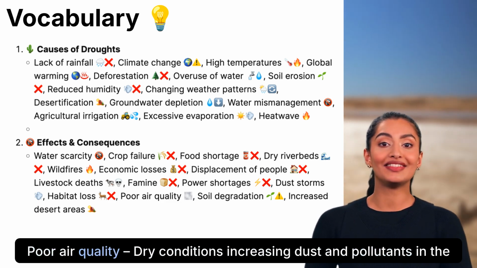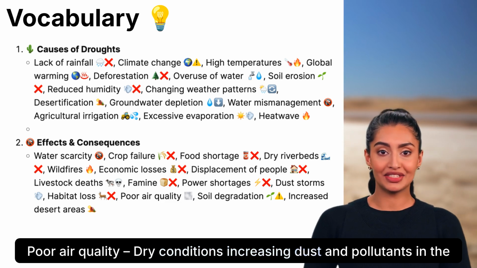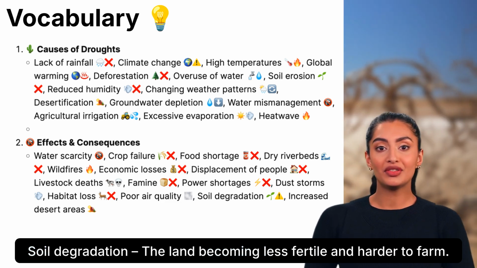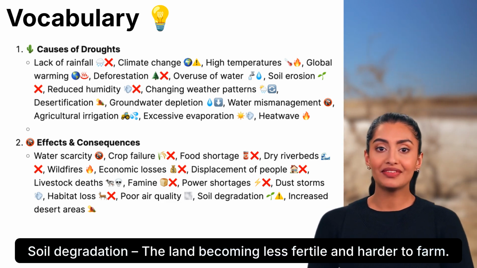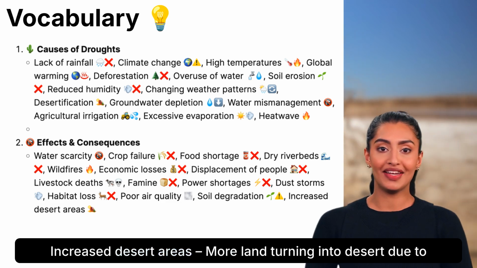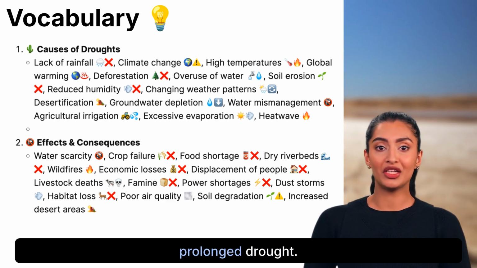Poor air quality, dry conditions increasing dust and pollutants in the air. Soil degradation, the land becoming less fertile and harder to farm. Increased desert areas, more land turning into desert due to prolonged drought.